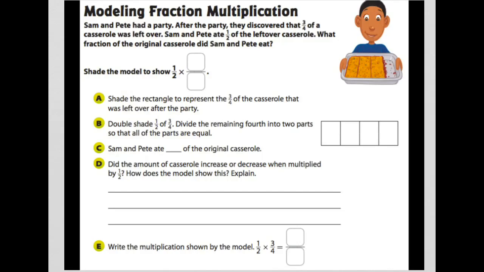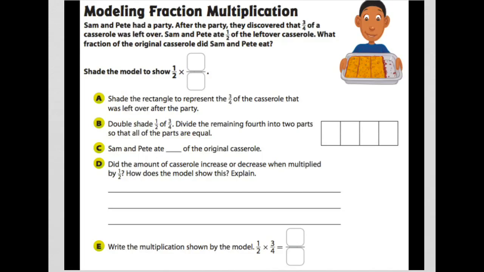Sam and Pete had a party. After the party, they discovered that 3/4 of a casserole was left over. Sam and Pete ate 1/2 of the leftover casserole. What fraction of the original casserole did Sam and Pete eat?